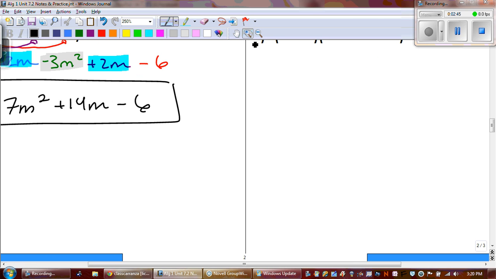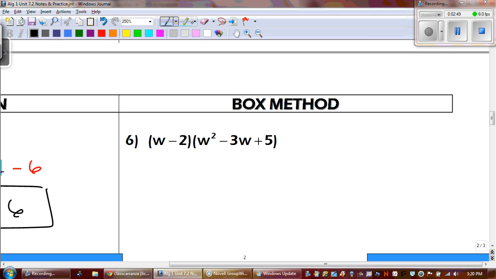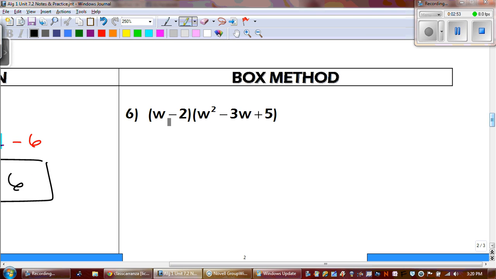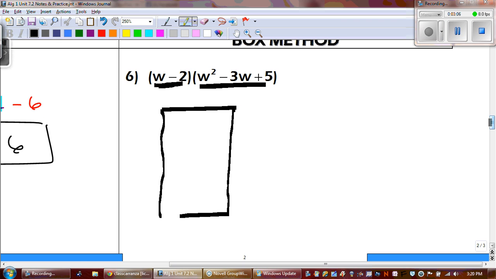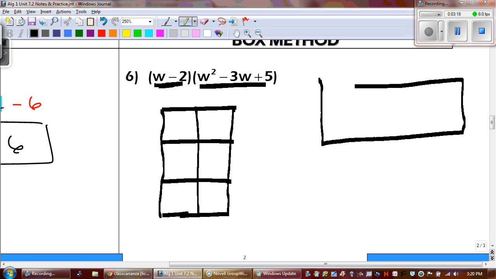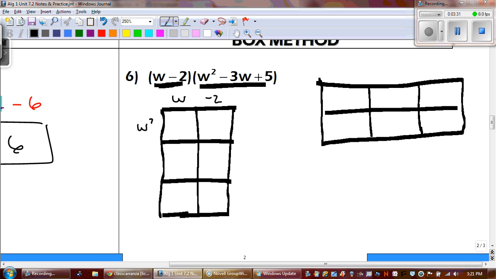Okay? All right. Let's do the next one. Now, the box is going to look different because now we're doing a binomial times a trinomial, and you can set it up 2 different ways. We can set it up this way, where our box is more vertical, where it'd be 2 by 3, or set it up horizontal, and there's our 2, and then we cut it into thirds. Now, no matter which way you like, you have to make sure that you set it up the right way. What I mean is, the trinomial goes over the 3 boxes, and the binomial goes by the 2.